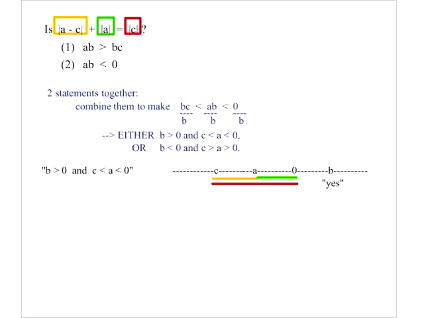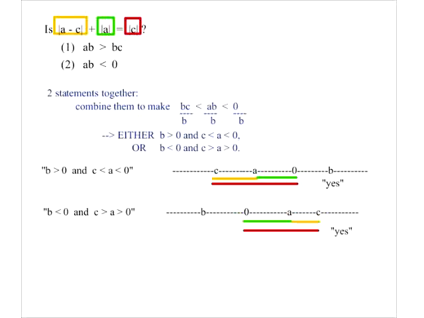The only other case is B negative and all the signs are backwards. The alligators are backwards. So B, 0, A, C. This is just a mirror image of the existing one. If you recognize that, you don't have to do anything. But if not, you can just find your lines, again, the normal way. That's the green line. This is the red line. And then this is the yellow line. So this is still a yes. It's actually the mirror image of the last one. So this is sufficient.